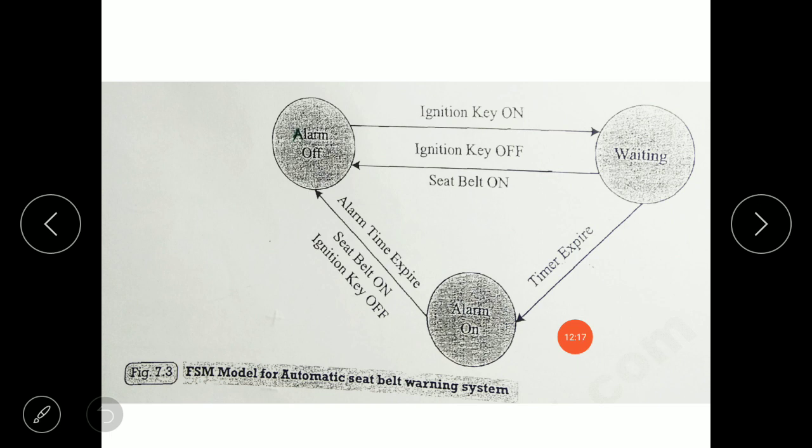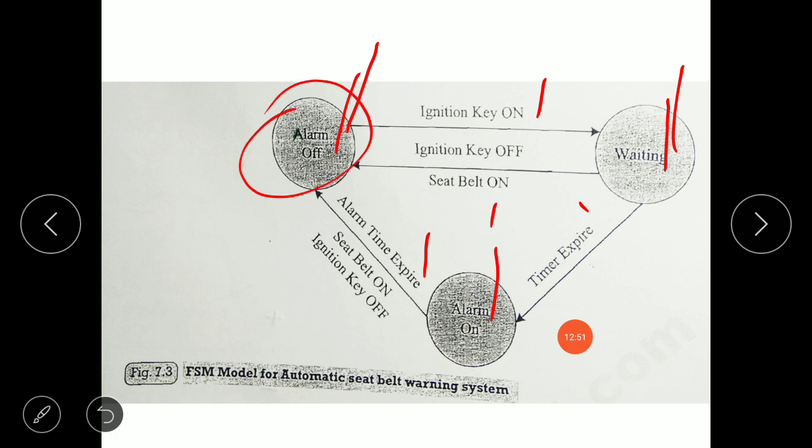Here you can see the states are alarm off, waiting and alarm on. And the events are ignition key on, ignition key off, timer expire, alarm timer expire, and seat belt on. As I have told you, events act as stimuli for state transitions.